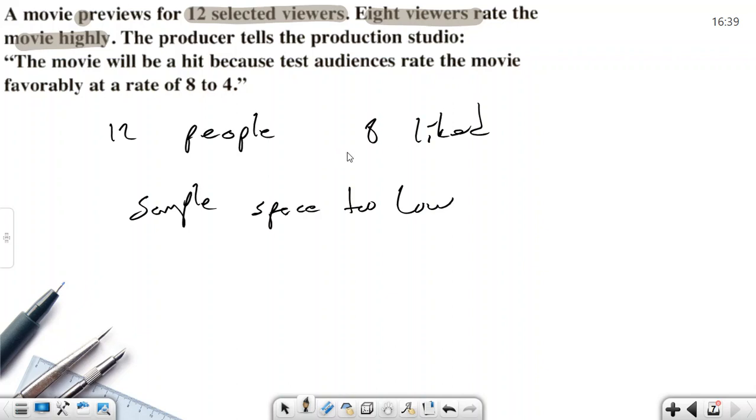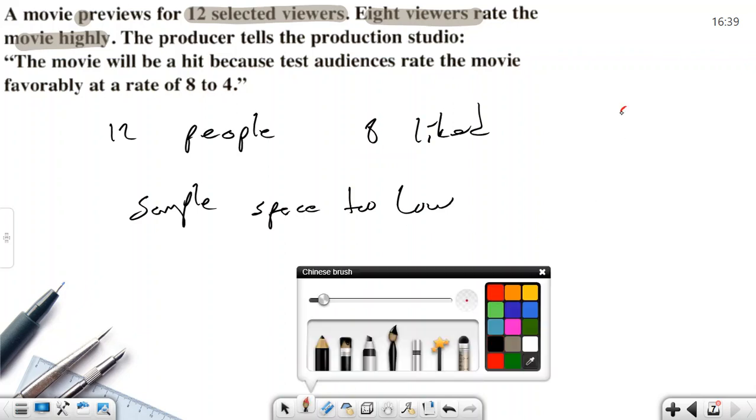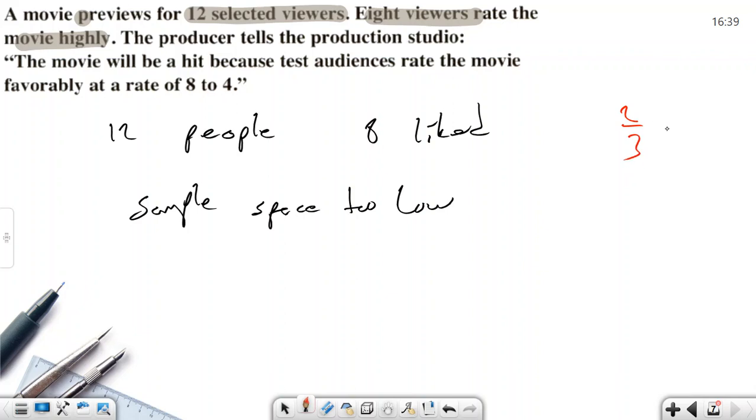You cannot say, oh, we have a good movie, we are going to produce a very good movie, because 8 over 12 makes 2 over 3. 2 over 3 like it, so 0.66, probably they like the movie. No, you cannot say that. The sample size is too small.